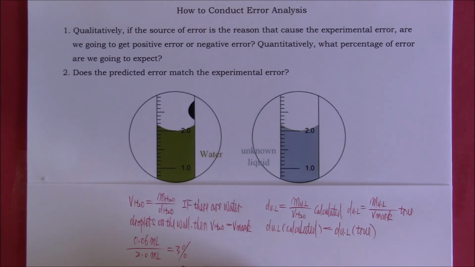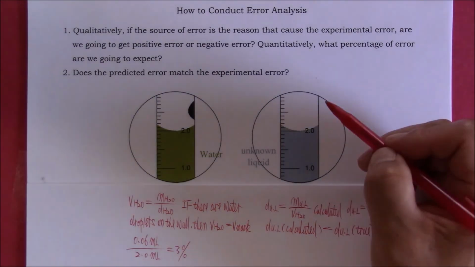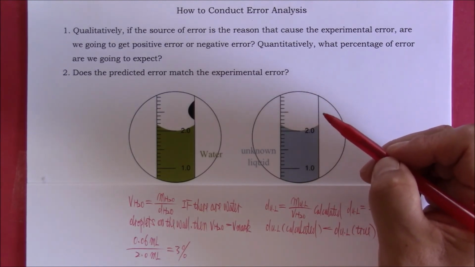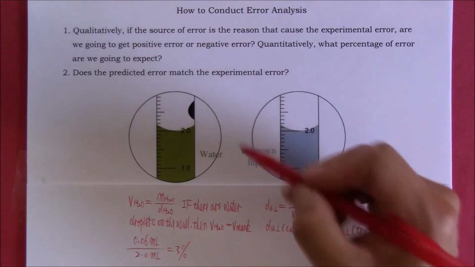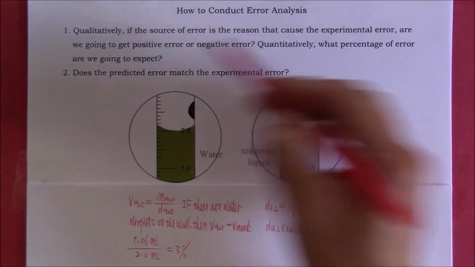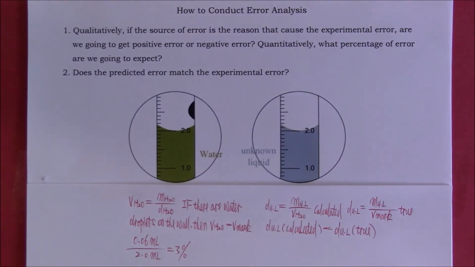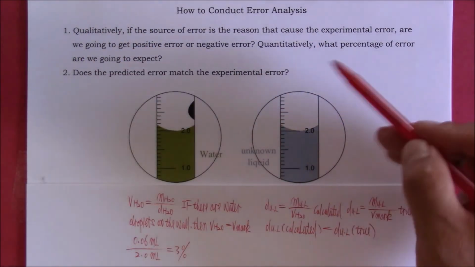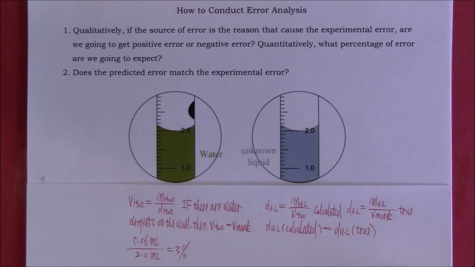You can also analyze if there are water droplets on the wall of the graduated cylinder during the determination of the density of the unknown liquid. You can compare those. Then you will get a different conclusion. I think I showed you an example to explain what is meaningful error analysis, both qualitatively and quantitatively. Hopefully you can get something from me.